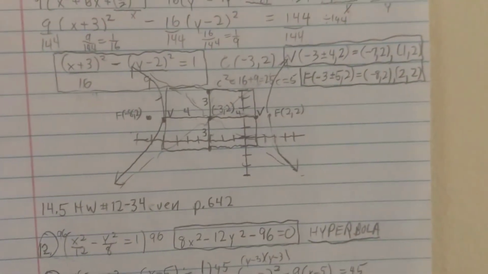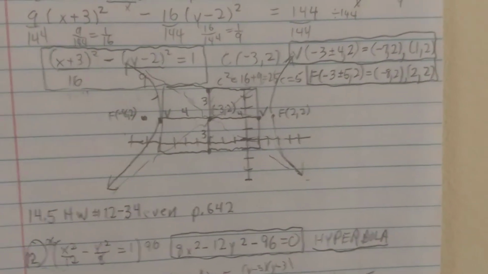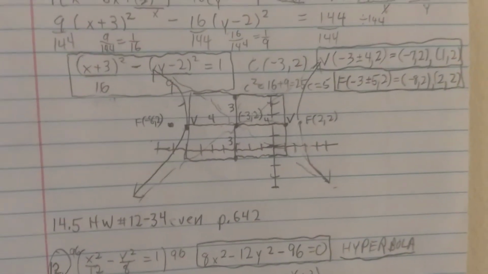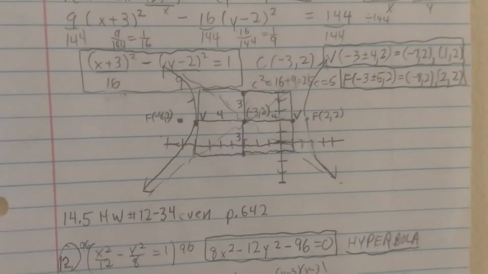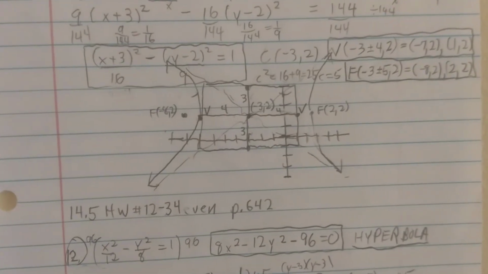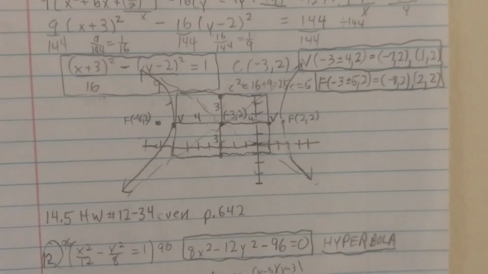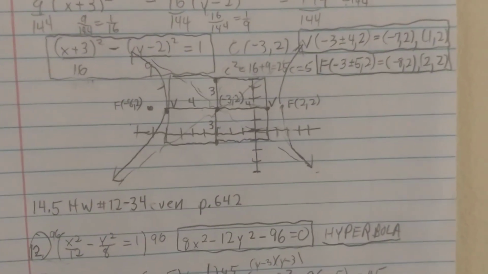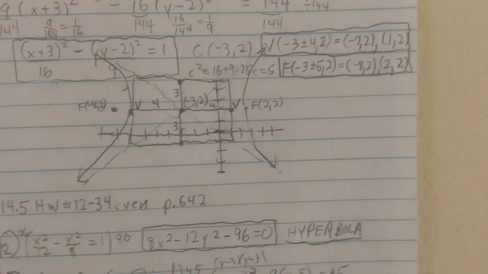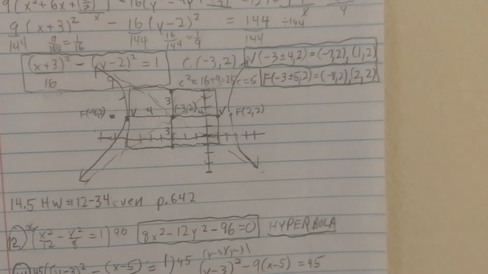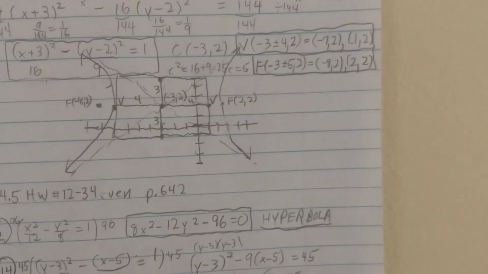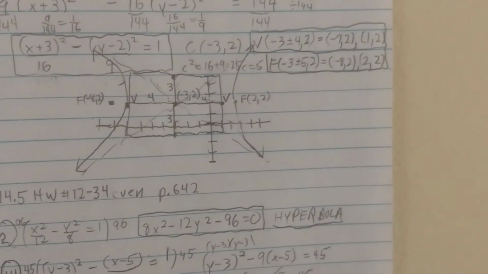So the center, as we said, is negative 3, 2. And we know that underneath the x squared, a squared is 16, so a is 4. So the vertex is in the x direction, negative 3 plus or minus 4, comma 2. When we minus them, we get negative 7, comma 2. When we add negative 3 plus 4, we get 1, comma 2.